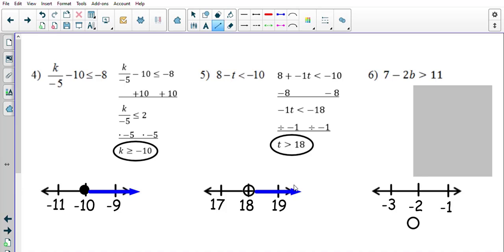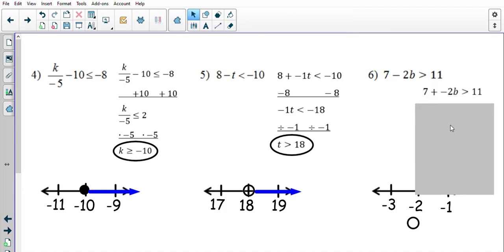And in fact, we're going to do that also on number 6. So number 6, I'm going to rewrite this guy as 7 plus negative 2b is greater than 11. Again, I want to get rid of my constant, my plus 7. The inverse of adding by 7 is to subtract 7.